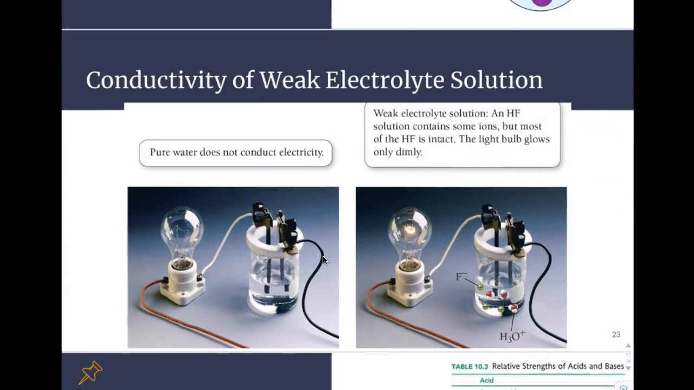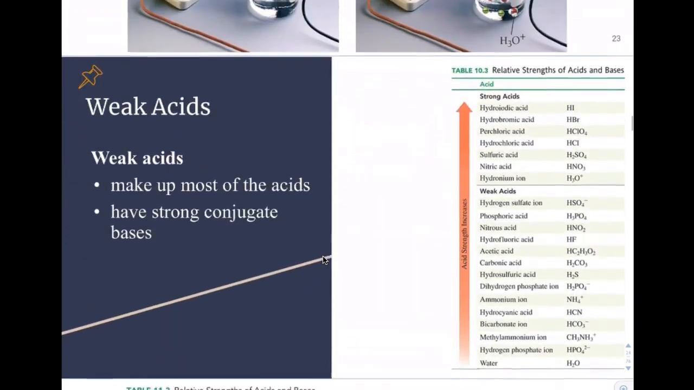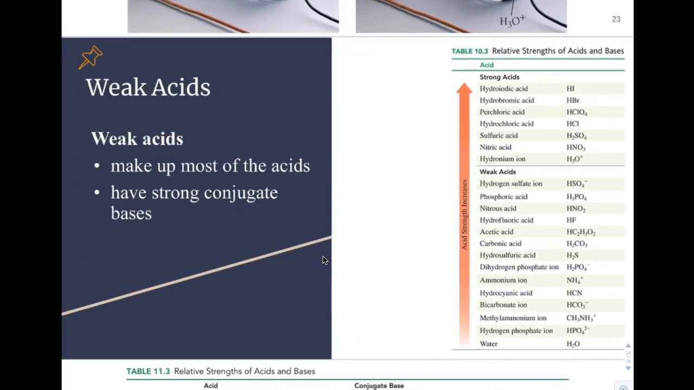Because it makes a few ions, we consider it a weak electrolyte. So weak acids are weak electrolytes. So again, your weak acids are everything on the bottom here, and you don't really have to memorize them. Just know if it's not strong, it's weak.